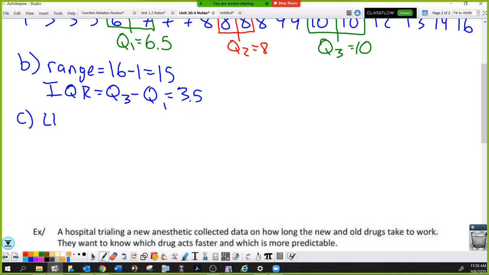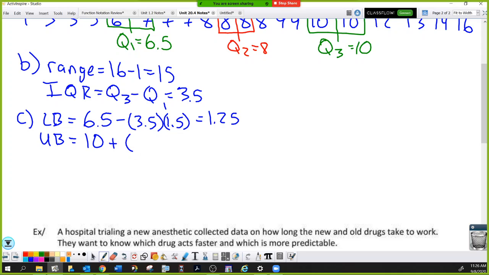Our lower bound, LB, is going to be Q1 minus 3.5 times 1.5. Our lower bound is a decimal, 1.25. Our upper bound is going to be 10 plus 3.5 times 1.5, which is 15.25.